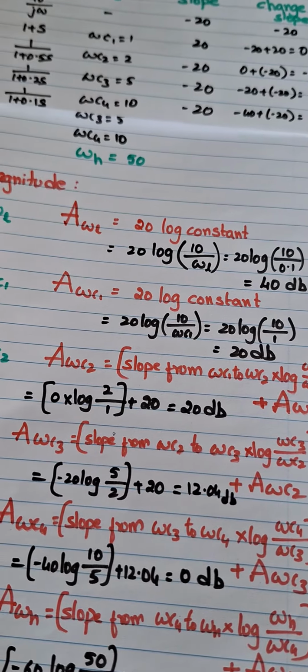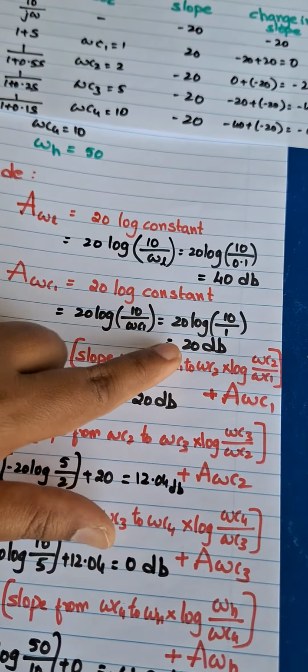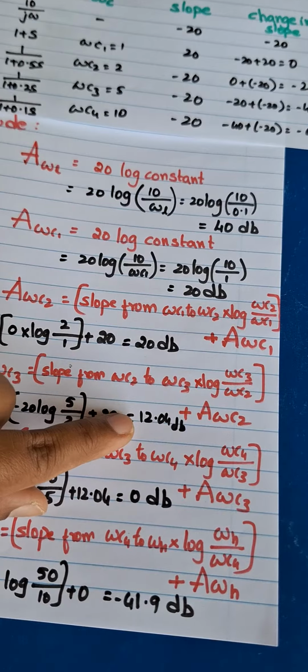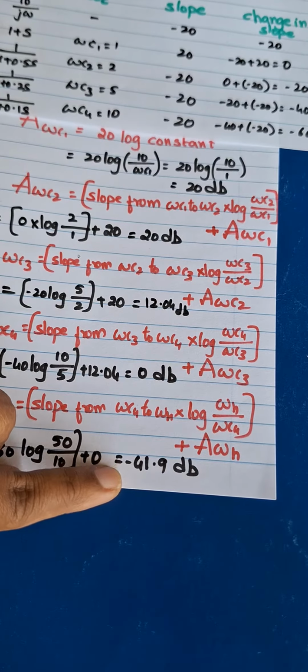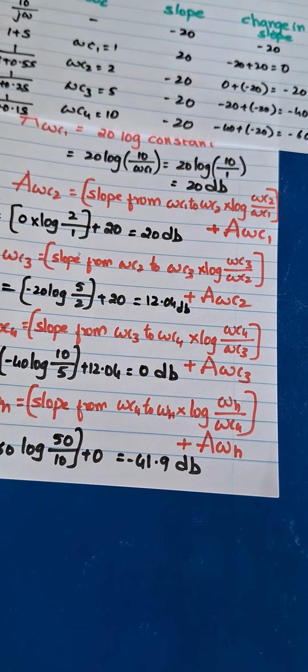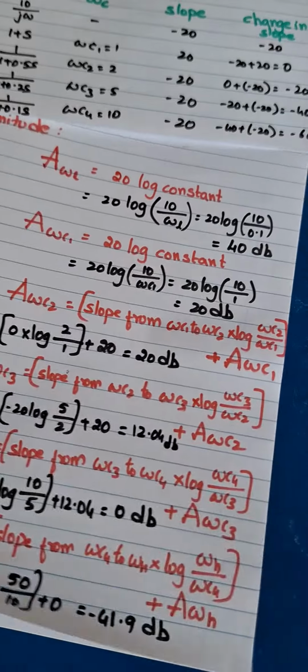So for omega L, it is 40. For omega C1, it is 20. C2 is 20. C3 is 12.04. C4 is 0. And omega H is minus 41.9. Okay, we are done with the magnitude. Next, we are going for the fifth step.